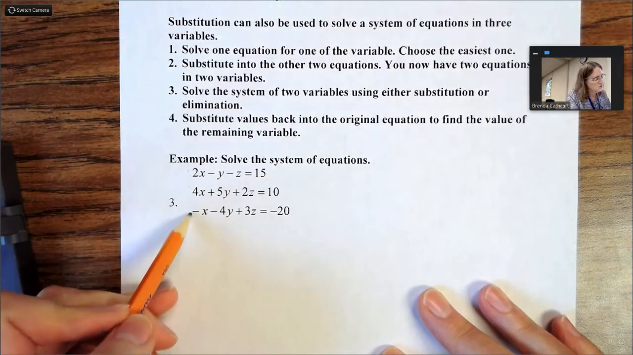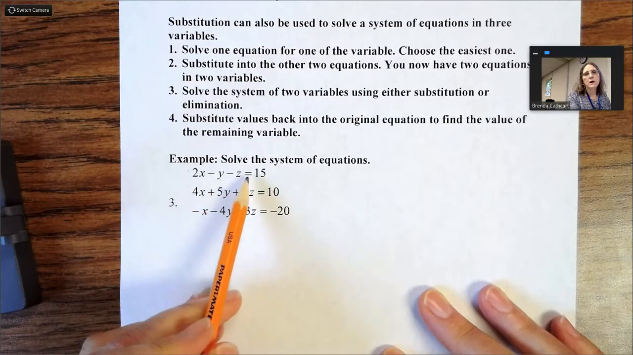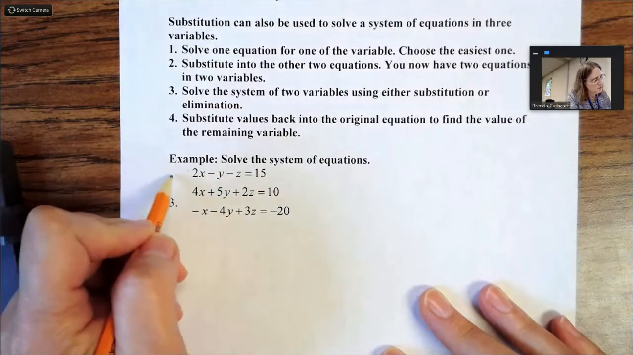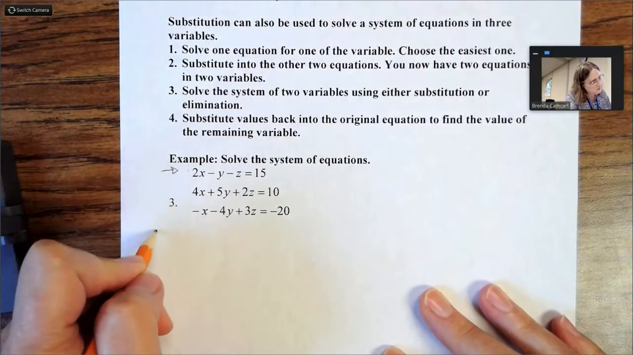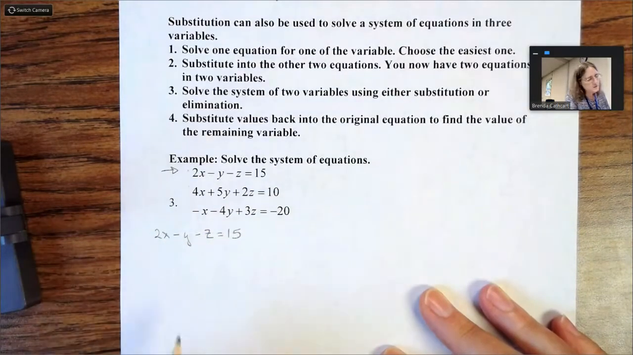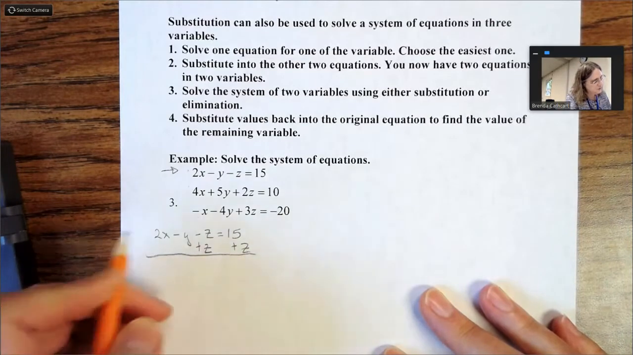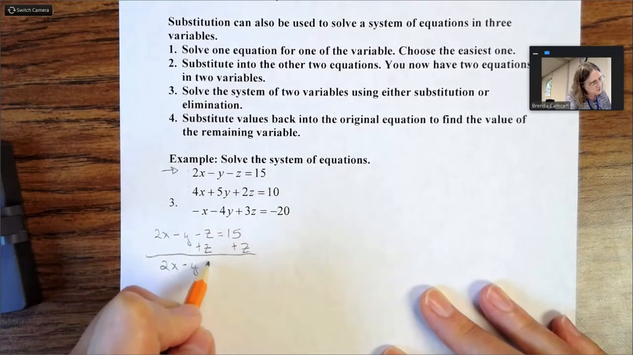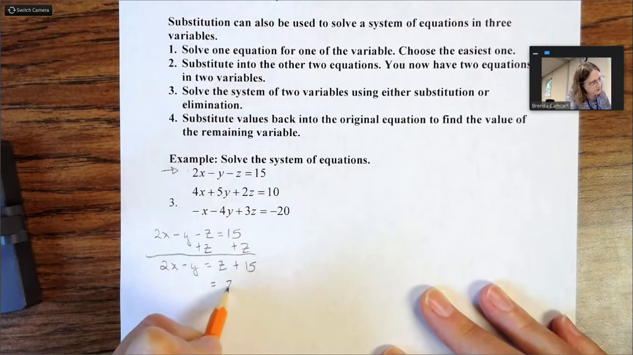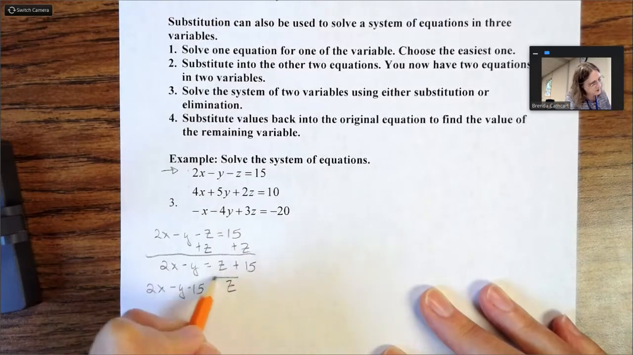As I look at these three equations in my system here, I could solve about the same for y, z, or x in my third equation. I'm going to go ahead and choose this first equation, and I'm going to solve it for z. And perhaps the easiest way to do that is to add z to both sides of the equation, moving it to the right. So I have 2x minus y equals z plus 15, and then subtracting 15 from both sides, giving us z equals 2x minus y minus 15.